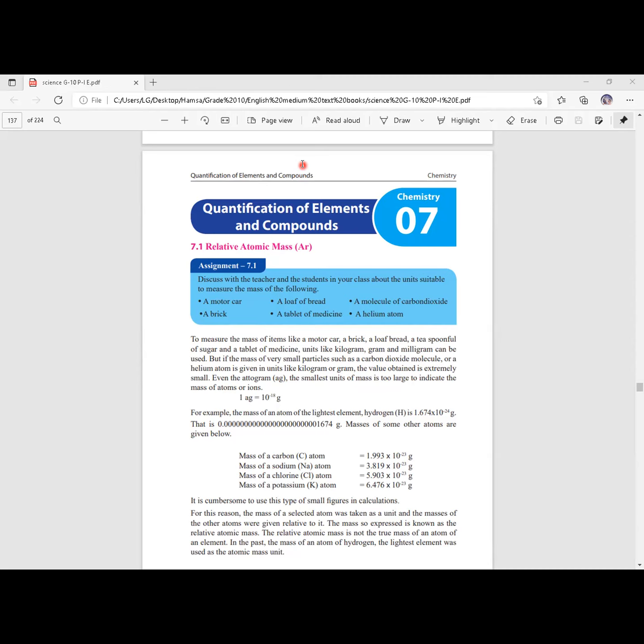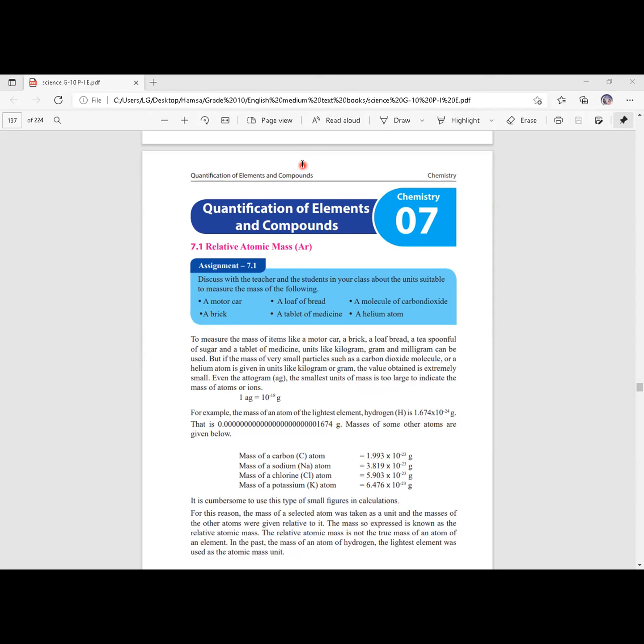So in this chapter, we are going to measure the mass of atoms and molecules. Those things you all don't know up to now. A molecule of carbon dioxide, a helium atom, how to measure, and what units are used to measure? You don't know about that, so we are going to study that.